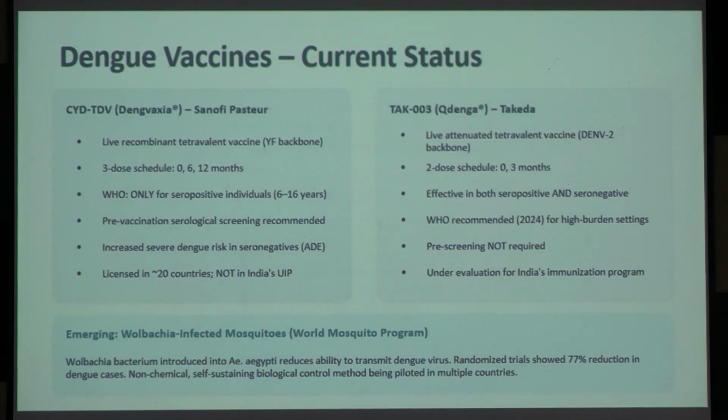Okay. This is the important one, dengue vaccine. So this is the talk of the town. The newest one is TAK-003 or Takeda, that is Qdenga. That is the new one. It is marketed and produced by a Japanese group of pharmaceuticals, and it has been approved by DCGI in recent months in India. Okay. So the backbone of the virus is the DENV2 serotype.